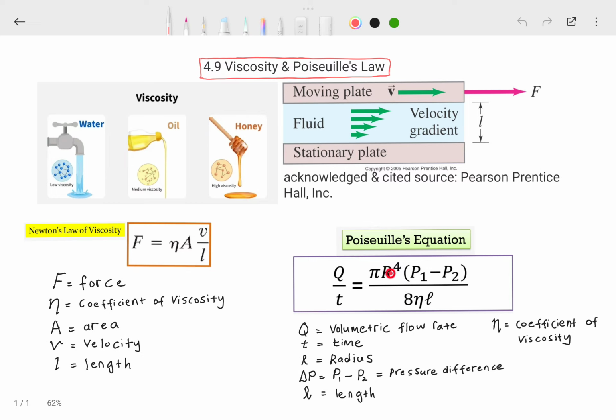So this is represented by Poiseuille's equation. Q divided by t, time, where Q is the volumetric flow rate, equals pi r to the power of 4, times the change of pressure, divided by 8 times the coefficient of viscosity times the size of the capillary, or the length.